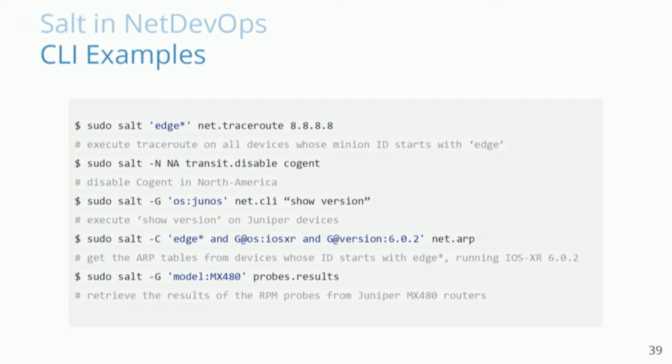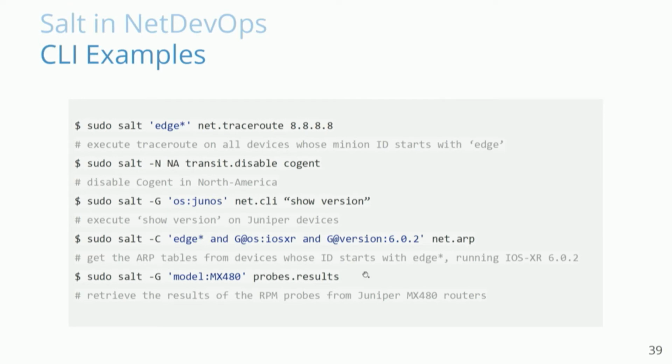And we can then uniformly execute many other commands. For example, you uniformly execute net.traceroute on all edge devices, or something that is from our production network: this is how we disable the connection with Cogent in all North America, or how we execute a command show version on all Juniper routers. Or if you want to be very restrictive and retrieve the ARP tables only from IOS-XR running 6.0.2, you can do this using the grains, or retrieve the RPM probes only from the Juniper MX480 routers.